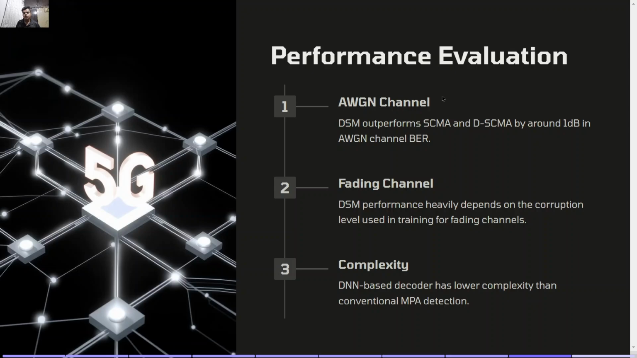Performance evaluation. AWGN channel. DSM outperforms SCMA and DSCMA by around 1 dB in AWGN channel BER. Fading channel. DSM performance heavily depends on the corruption levels used in training for fading channels. Complexity. DNN based decoder has lower complexity than conventional MPA detection.